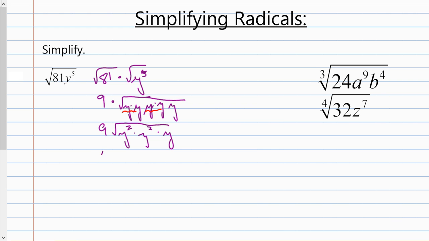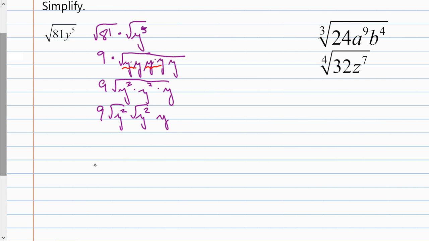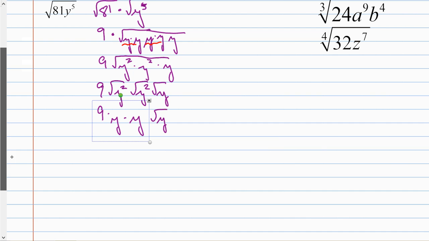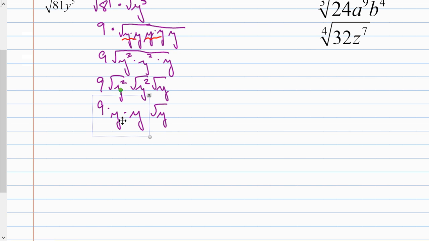So then I can take my square roots of y squared and simplify them one at a time. So I have a 9 times a y times a y and times the square root of y. And now I can simplify. 9y squared, and then I keep the square root of, not 2, call that a y.